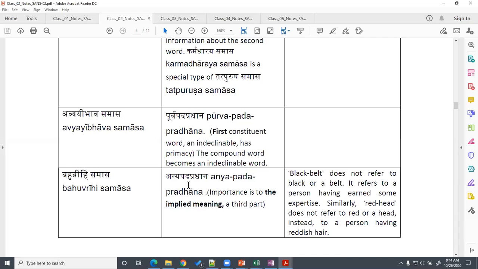Bahuvrihi Samasa, this is Anya Pada Pradhana. Importance is given to the implied meaning, a third word. Like black belt in English does not refer to black or a belt, it refers to a person. So when I say black belt, I am referring to a person whom I want to see. So Bahuvrihi Samasa becomes an adjective. And in Gita class, we saw some of those compounds, where those compound words are used as an adjective to Arjuna.